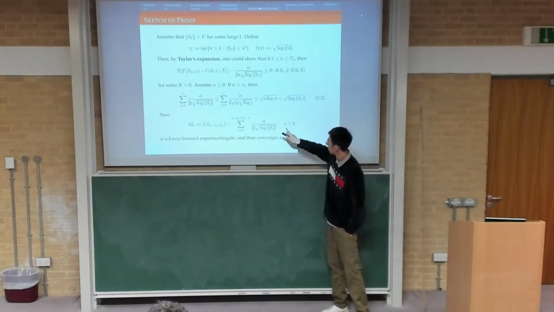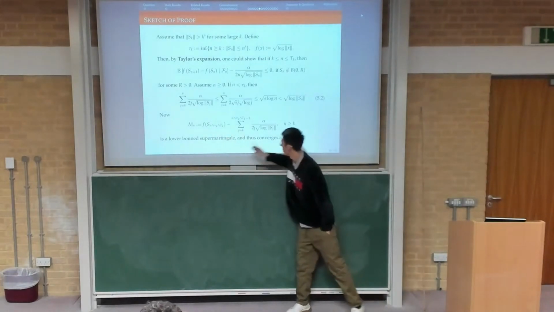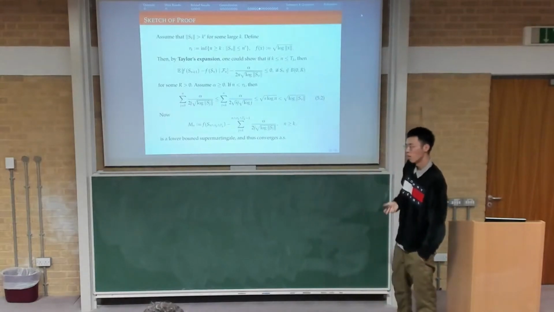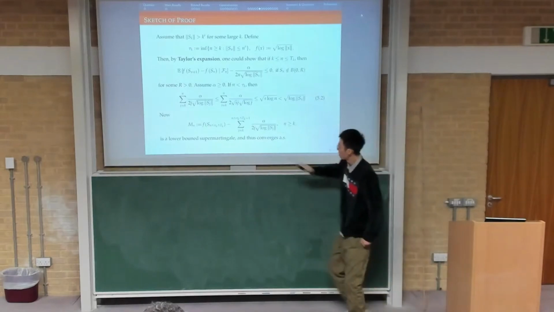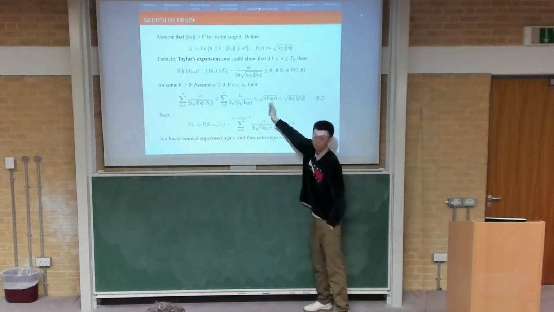indeed, f is a Lipschitz function. So here you have Sn, here you must have Sn minus 1. So it's a lower bounded supermartingale, so it converges almost surely. This shows that f of Sn is somehow upper bounded by this term.